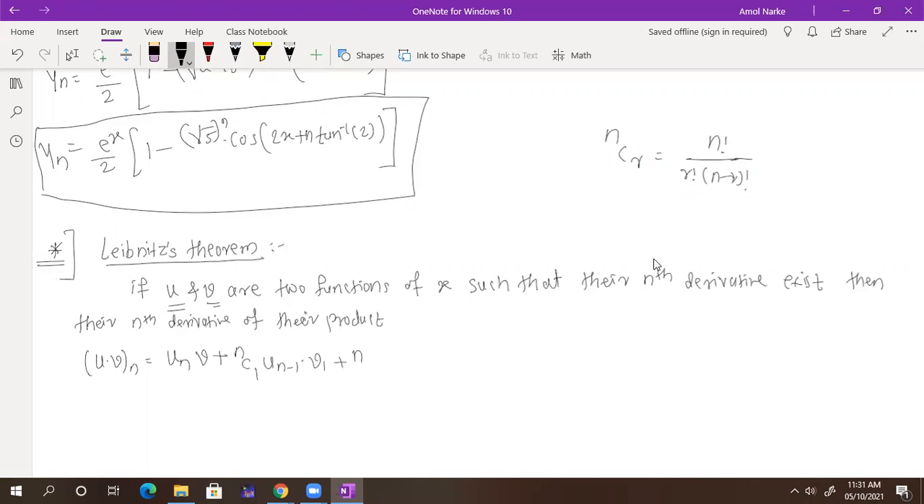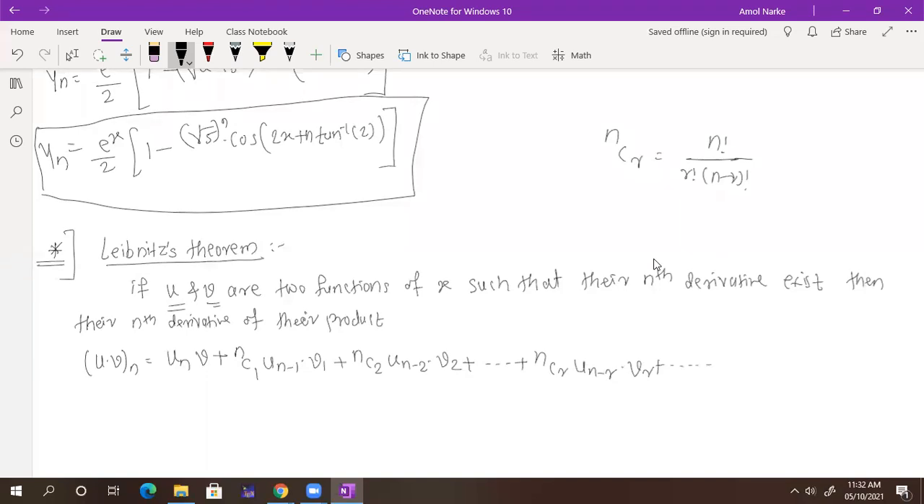Next is nC2. Tell me what will come here. u(n minus 2) into v2. Okay. So whatever you have, n minus 1, n minus 2, n minus 3, you need to do like that. Then plus dot dot dot. Suppose we have nCr. For nCr, you will get u(n minus r), n minus r exactly, and vr. Correct. Plus dot dot dot.